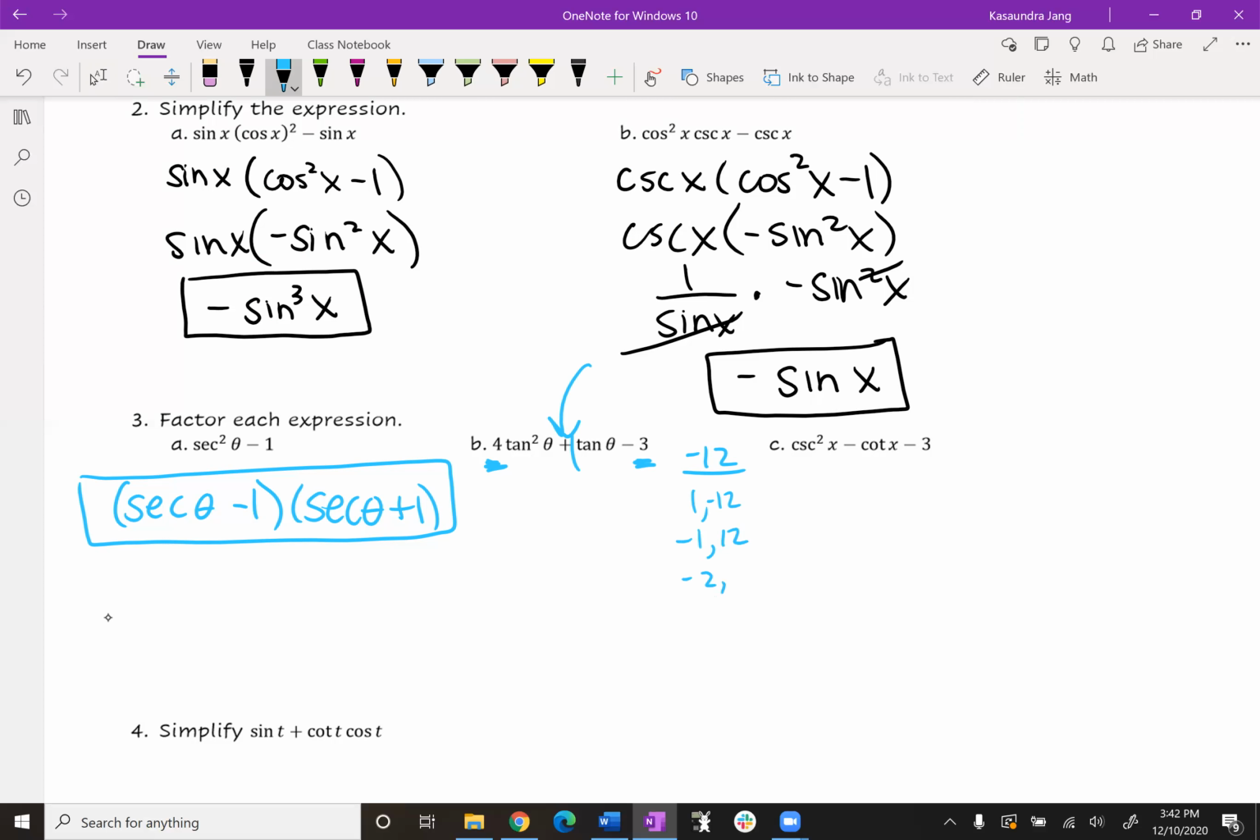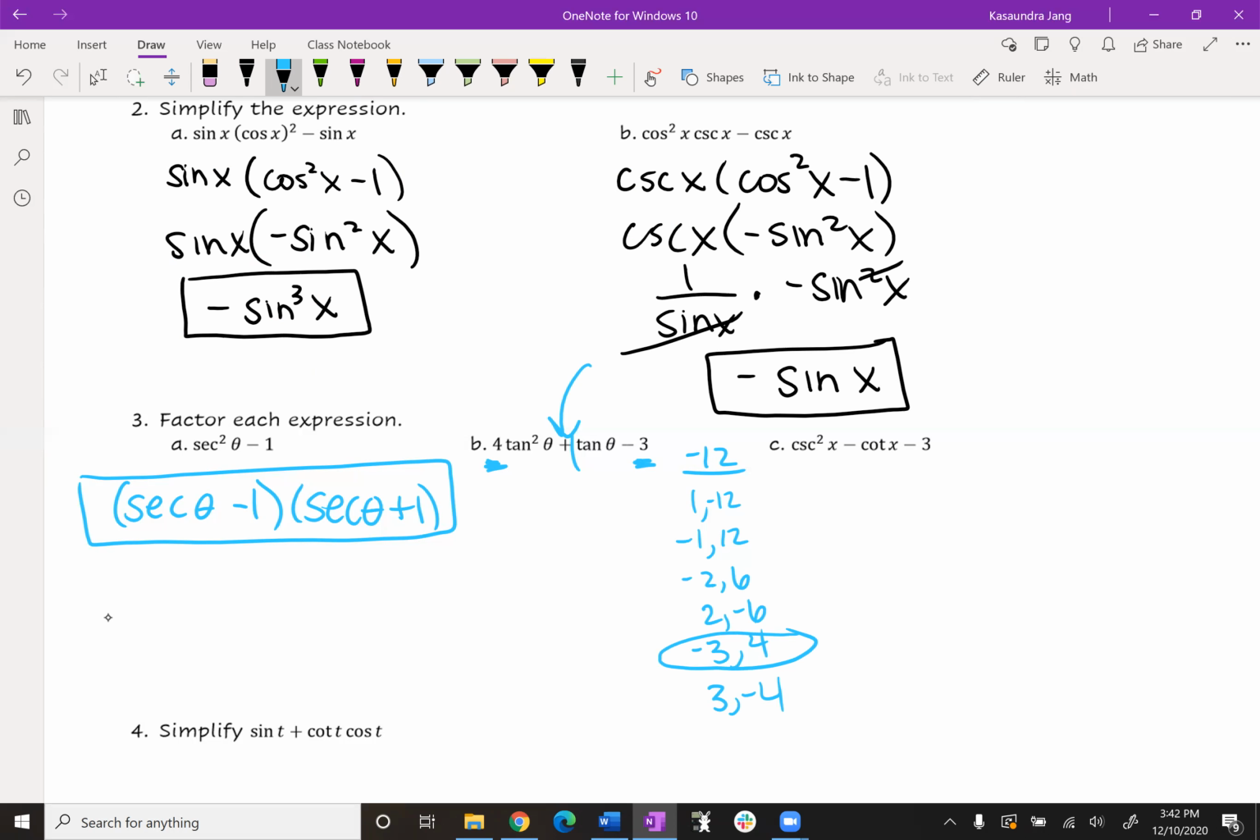I could have a negative 2 times positive 6 or positive 2 times negative 6. They don't add up to 1 yet, though. Let's see. Negative 3 times 4 or positive 3 times negative 4. These multiply to be negative 12. Actually, I do think we have these ones that add up to a positive 1.